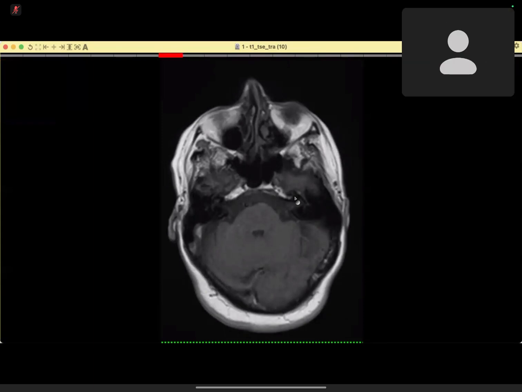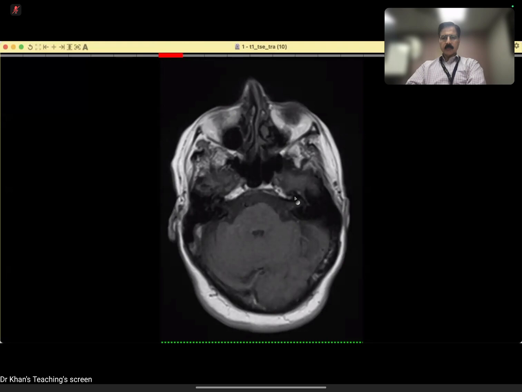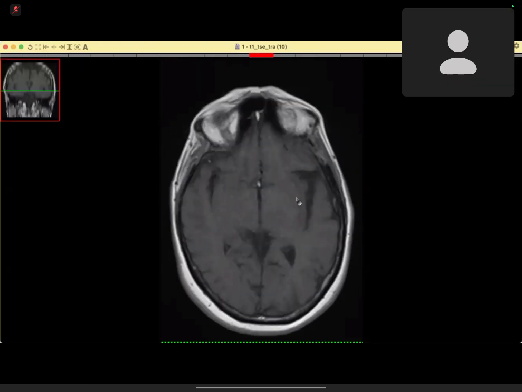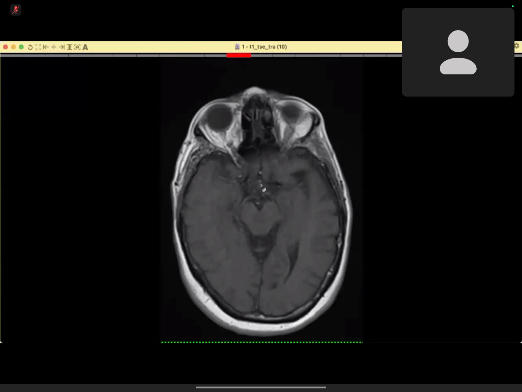My conclusion is it is a case of a ruptured dermoid. So, where is the dermoid? I think the dermoid is within the suprasellar region, which, after being ruptured, has disseminated in the surrounding areas.